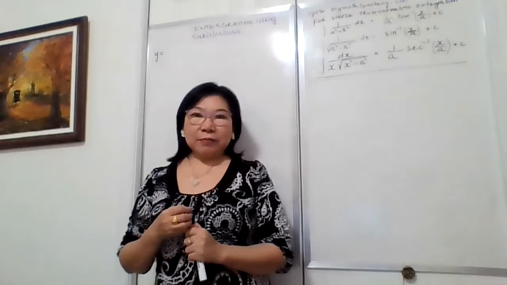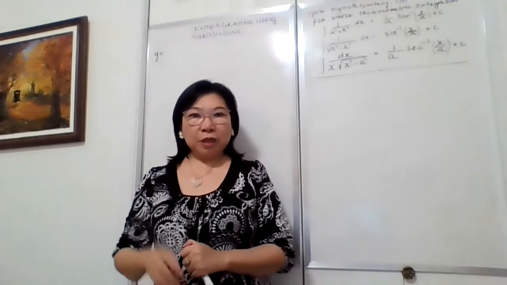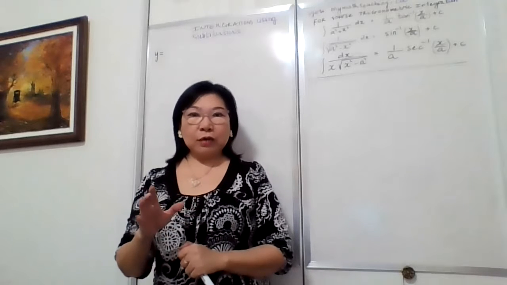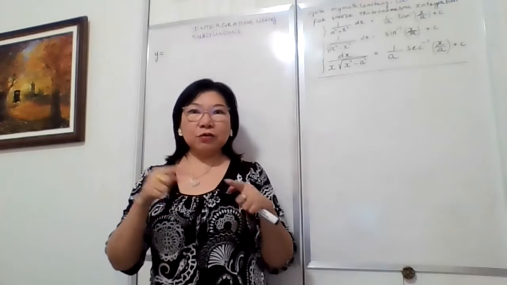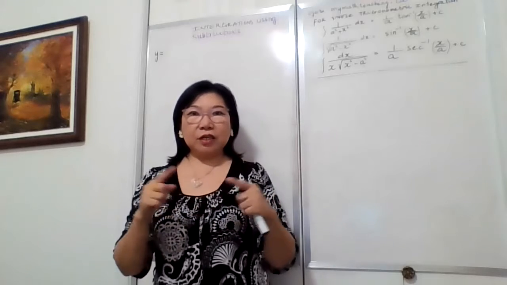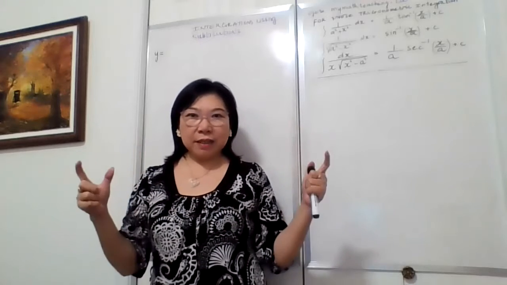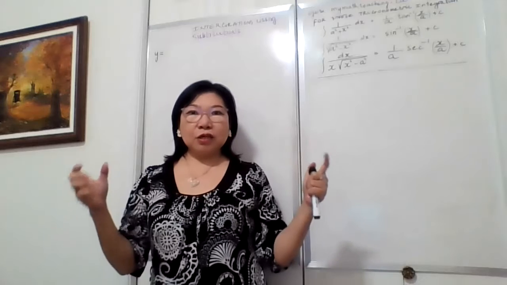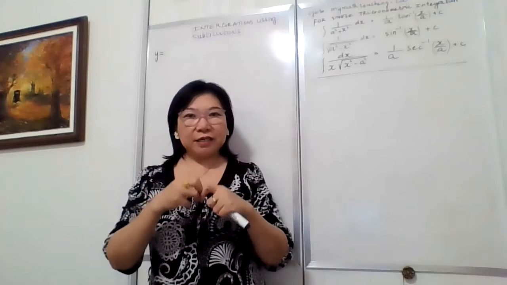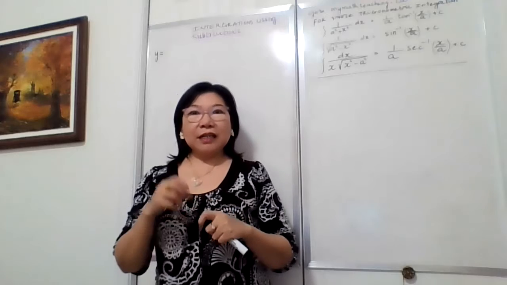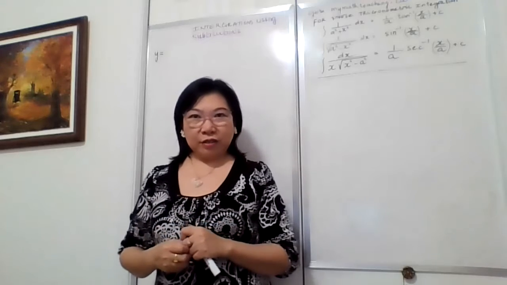You remember when you have a composite function in Math 12, you have an outer function and inside you have an inner function. So a function f of g of x. The f is the outside function and g of x is inside the f function. And that you call a composite function.